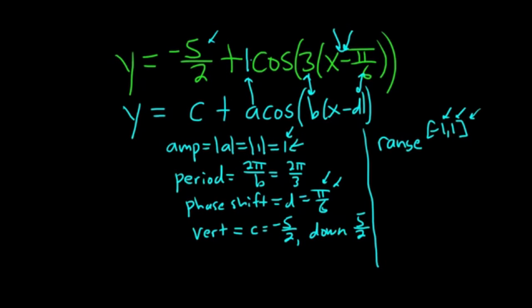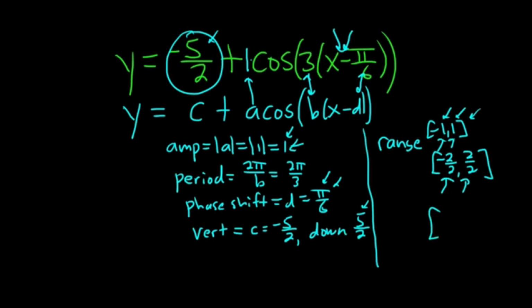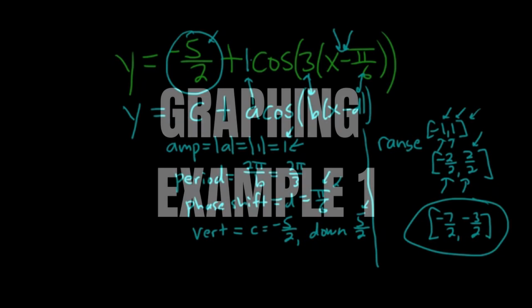The next step is to take into consideration the vertical translation. So we're taking these numbers and going down 5/2. So you want to think of these as numbers over 2, and then subtract 5/2 from each of these numbers. So negative 2/2 minus 5/2 is negative 7/2, and then 2/2 minus 5/2 is negative 3/2. So that there would be the range. That's it.